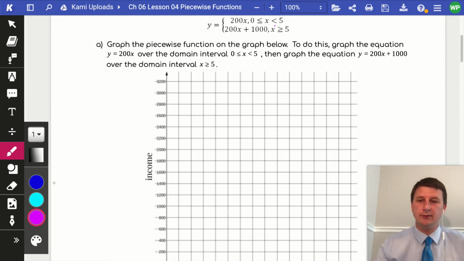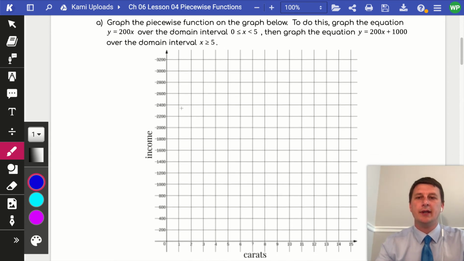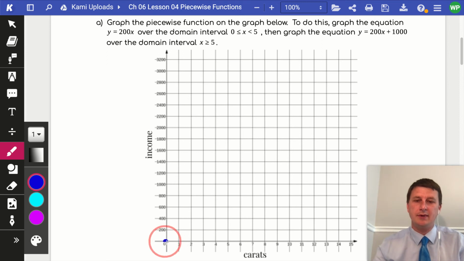And what I'm going to do is do what it says. I'm going to graph the equation y equals 200x from 0 to 5. Notice my inequalities. I'm going to have a closed circle at 0 and an open circle at 5. So again, the equation is 200x starting at 0. So that's a y-intercept of 0. And then our slope is 200 over 1. So I'm going to go up 200.